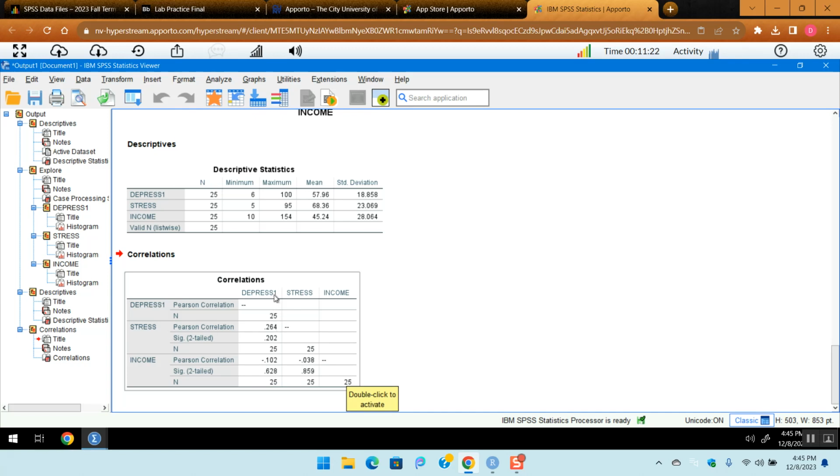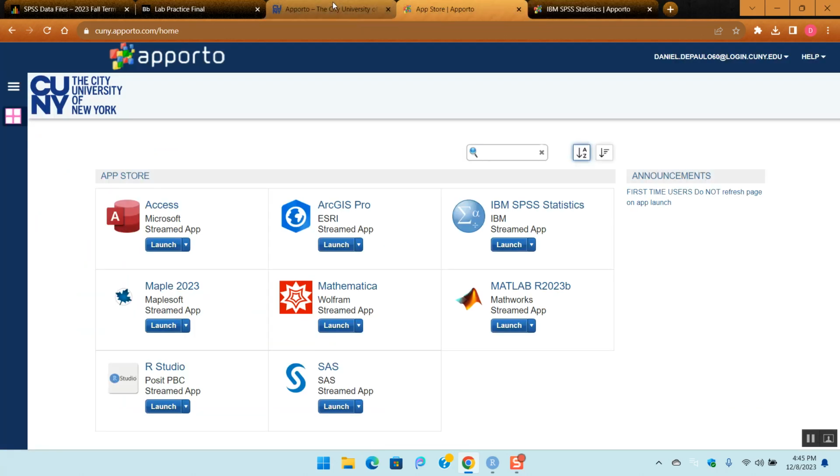So this first correlation, depression and stress, is 0.264. It's not significantly different from 0, so you're not going to asterisk it. Depression and income is negative 0.102. That's also not significant. And then stress and income is negative 0.038. That's also not significant. So all three of these are not significant, and therefore there's no asterisk for any of them. That's question 3.